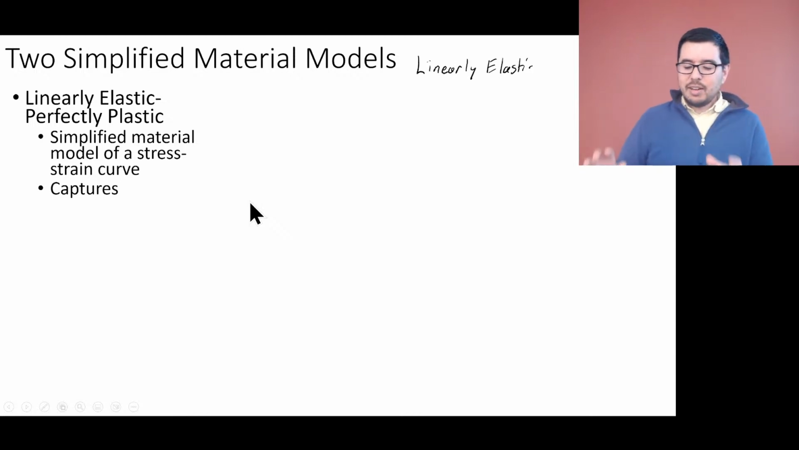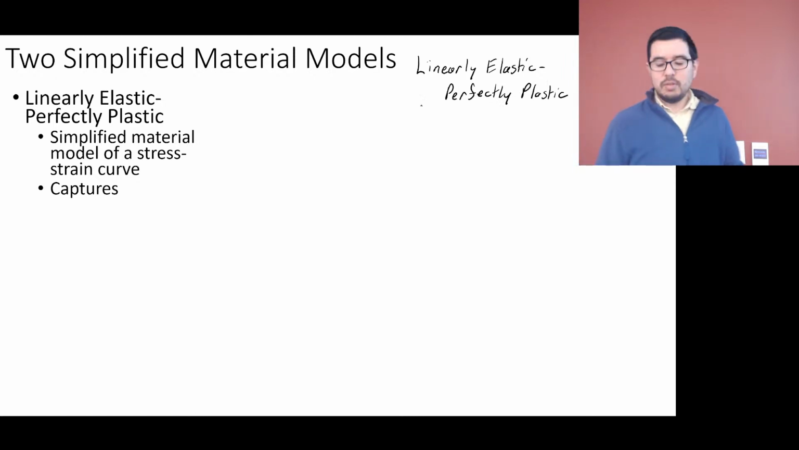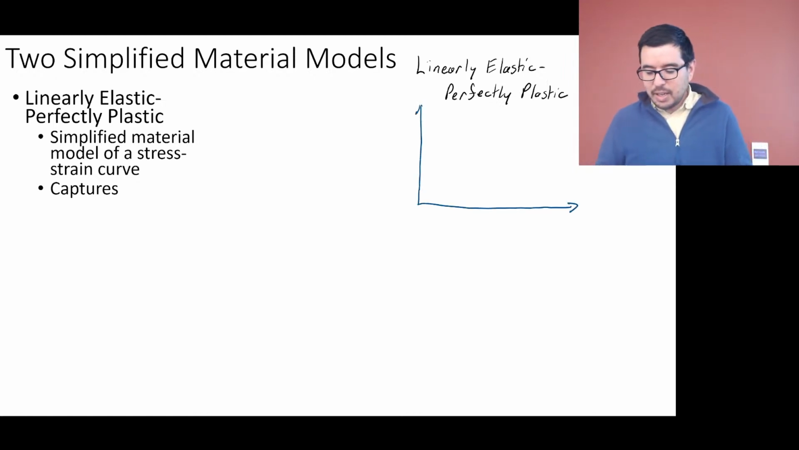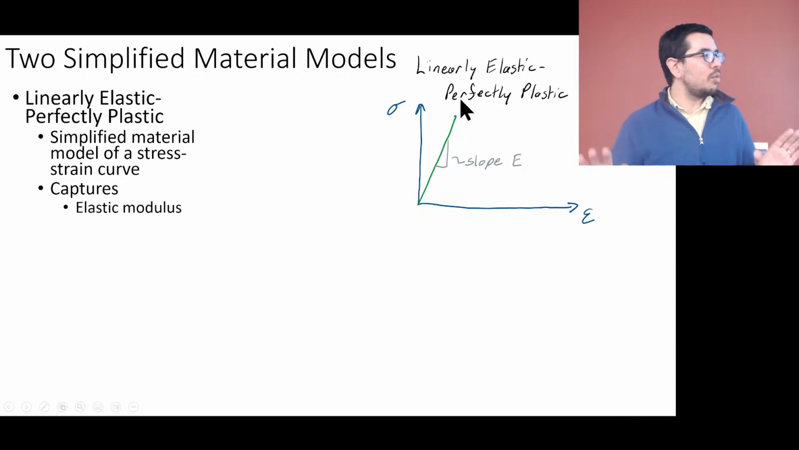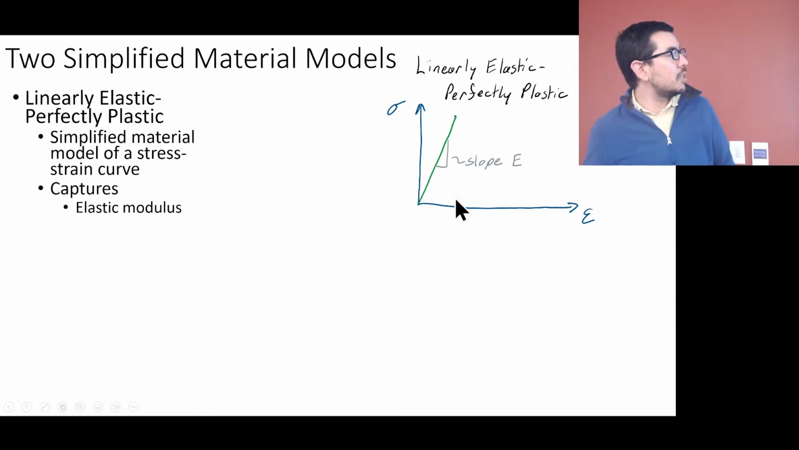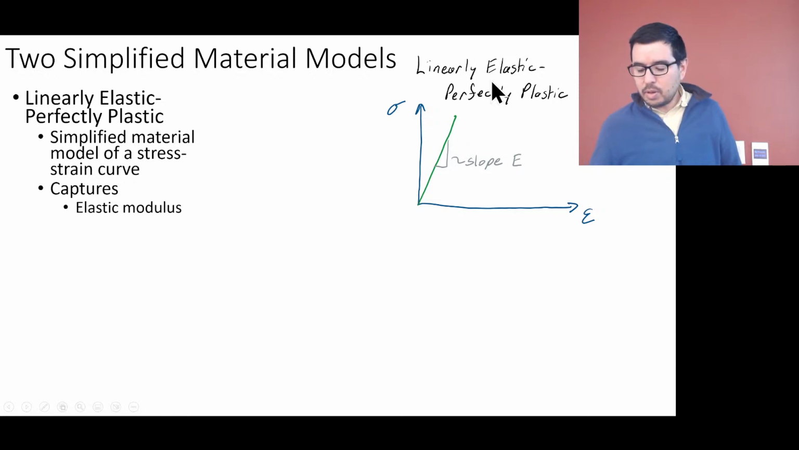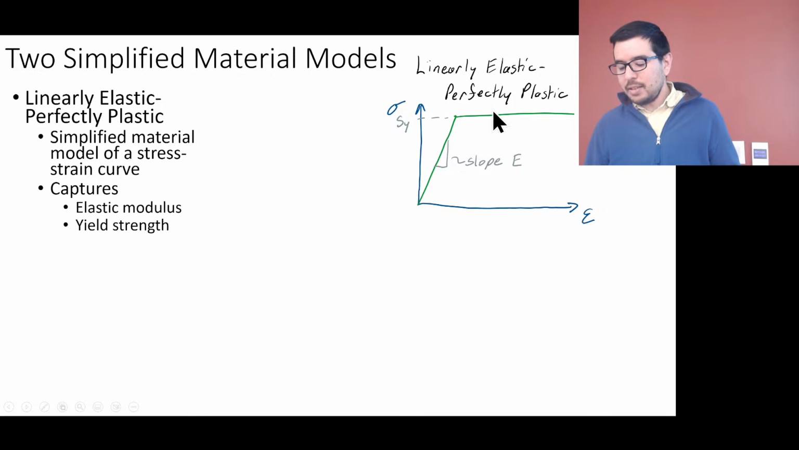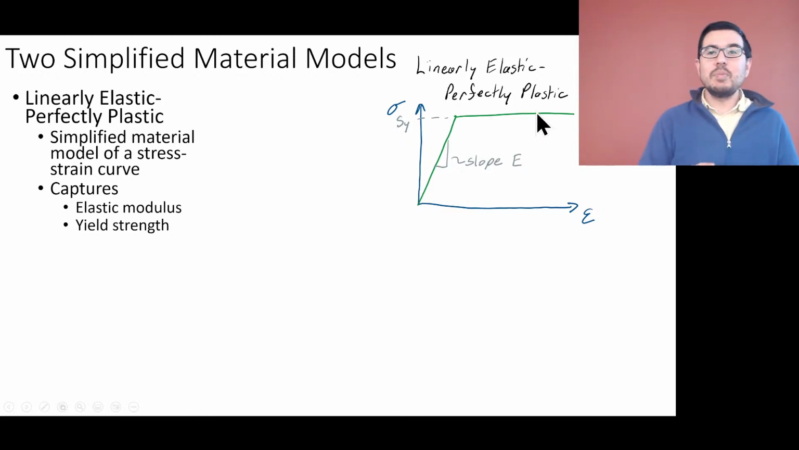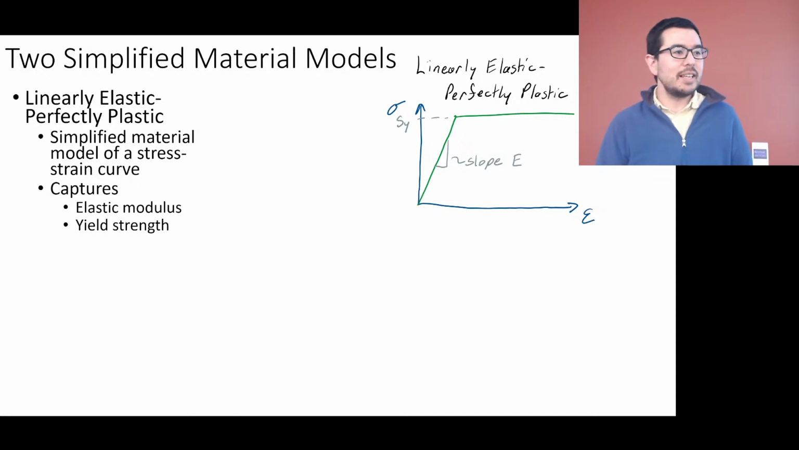So the linear elastic, perfectly plastic model is simplified, and it captures the elastic modulus. Okay, so you see there's still this linear region that is elastic. So if we go up and down that, we get back to zero strain. And it also captures the yield strength. And with those two parameters, you can create this model. Since I drew this line, it may not look completely flat, but it's supposed to be a horizontal line.